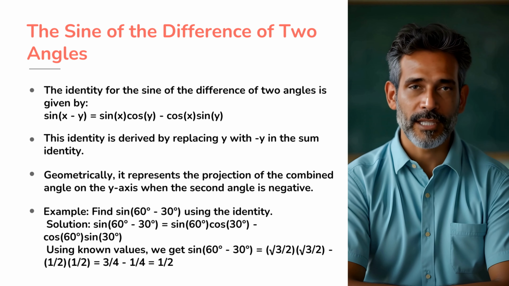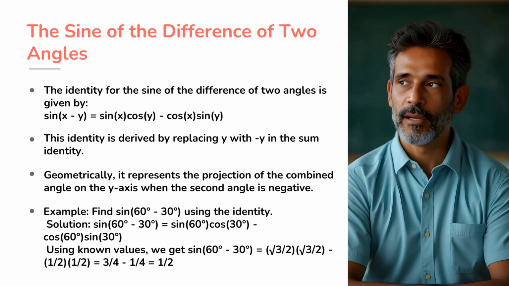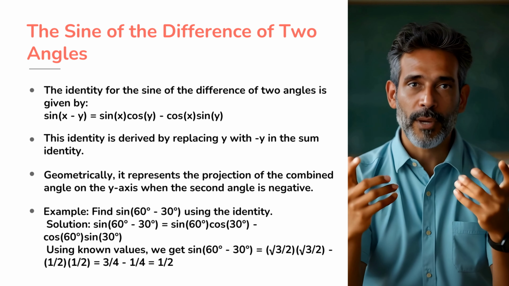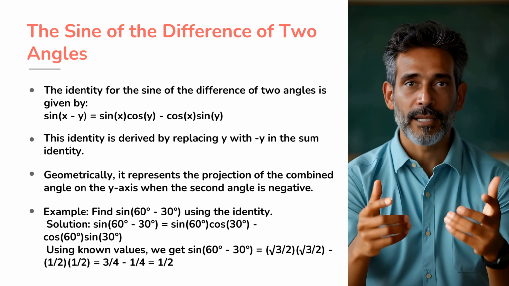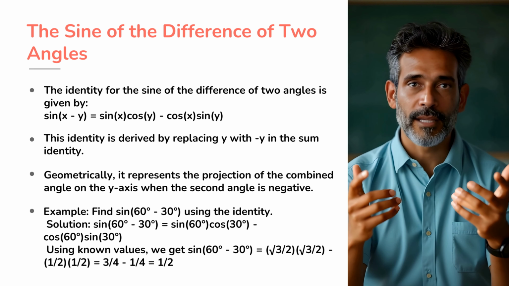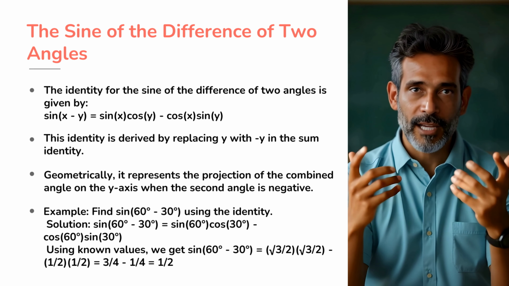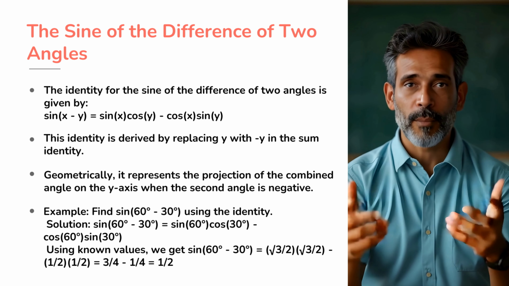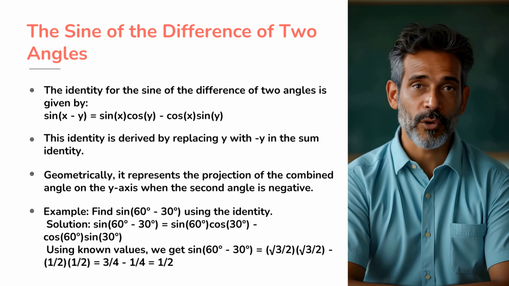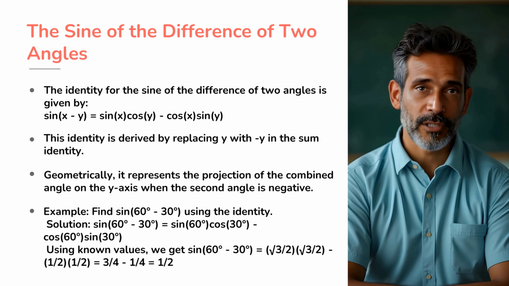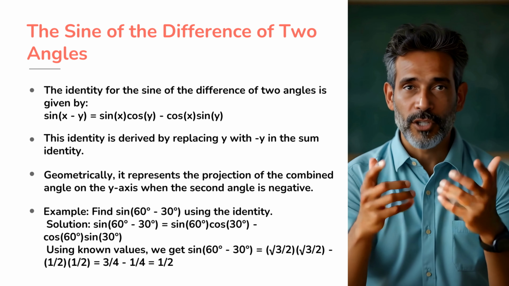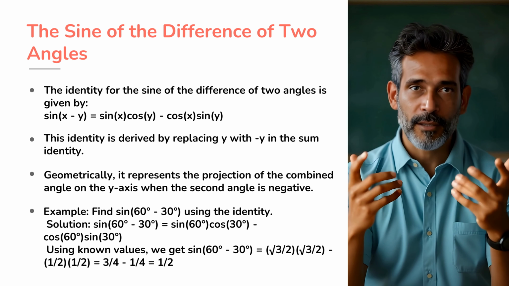Next, we move on to the tangent of the sum of two angles. The identity is a bit more complex. Tan(x + y) = (tan x + tan y) over (1 − tan x times tan y). This identity is key in simplifying expressions involving tangents, especially when you're working with multiple angles.